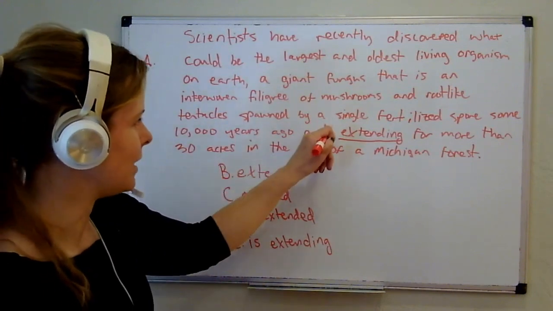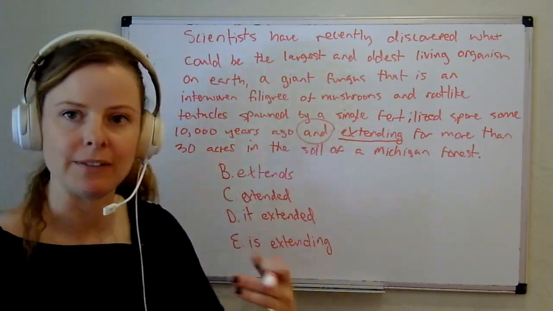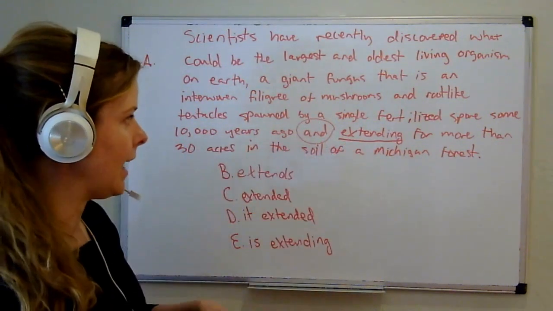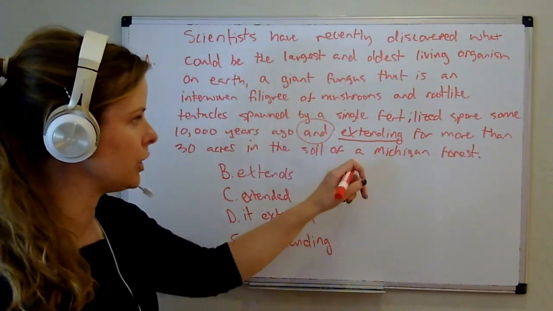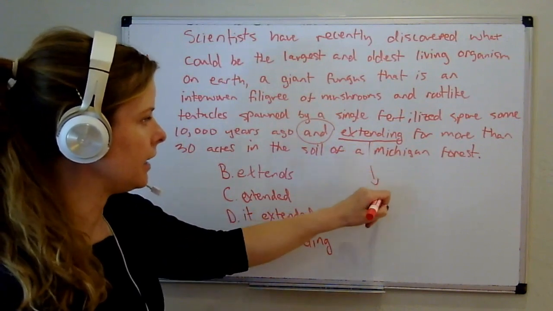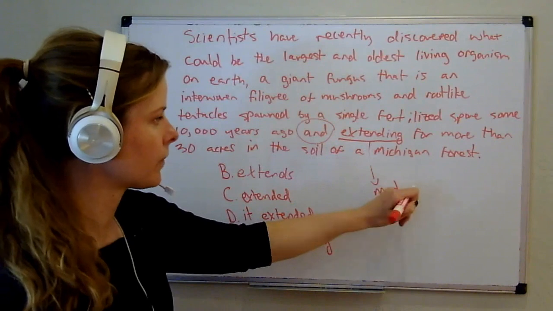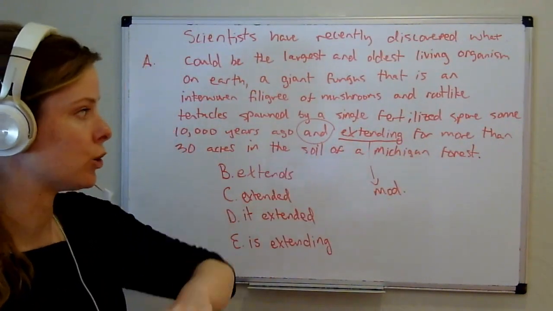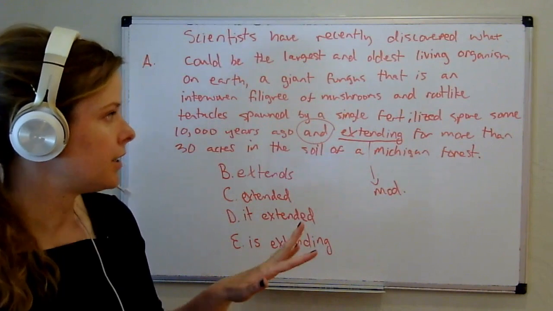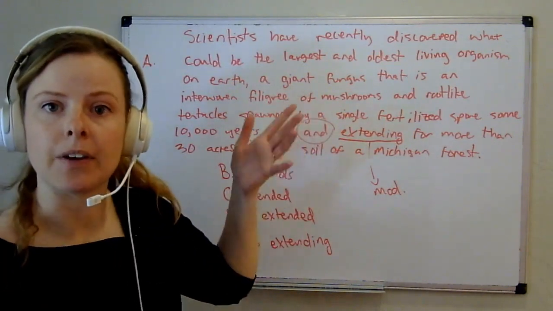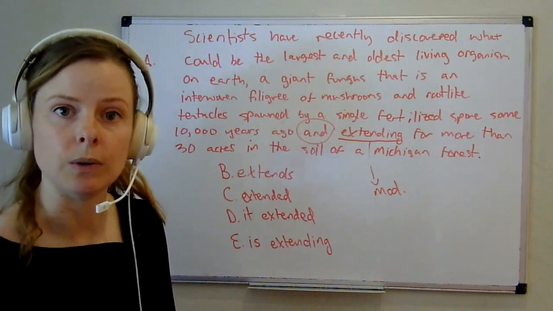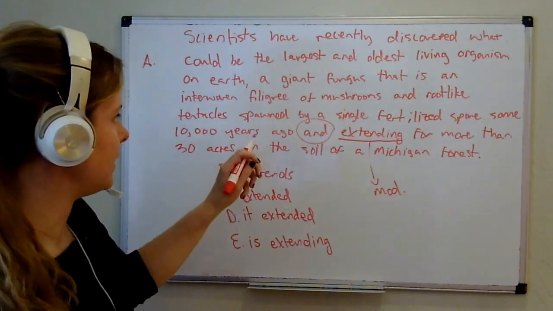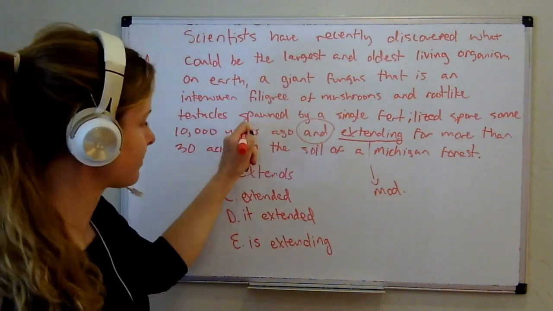Here I am seeing the marker word and, which tells me that we've got parallelism happening. And then immediately after, we have this word extending in A. So what part of speech is extending? Here it is a modifier. It's just describing something that is extending for more than 30 acres in the soil of a Michigan forest. So now I'm looking earlier in the sentence to see whether there's something that could be parallel to this modifier extending. Looking a little bit earlier, we have this word spawned, which is interesting.